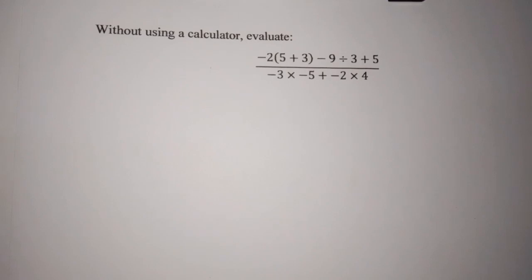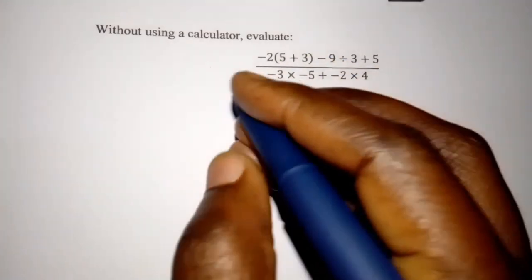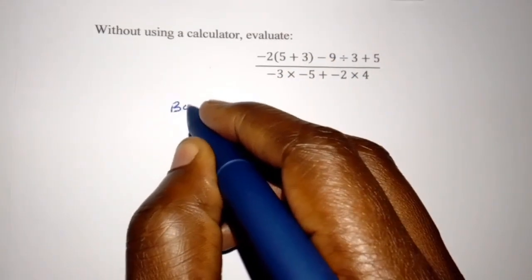Without using a calculator, evaluate -2(5 + 3) − 9 ÷ 3 + 5 over -3 × -5 + -2 × 4. So we want to apply BODMAS.